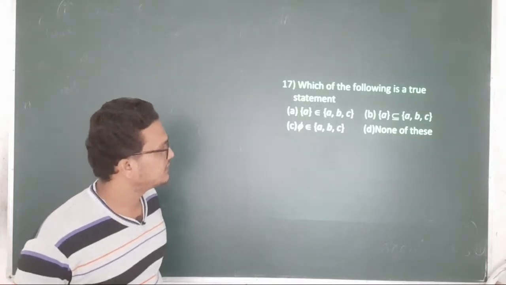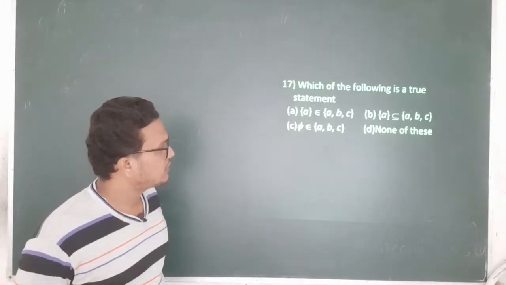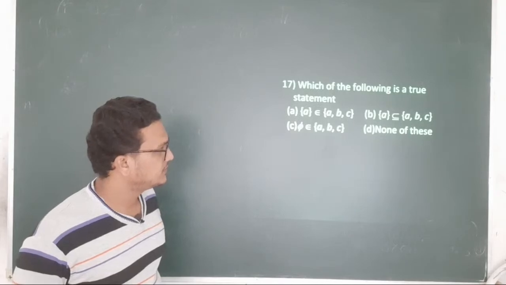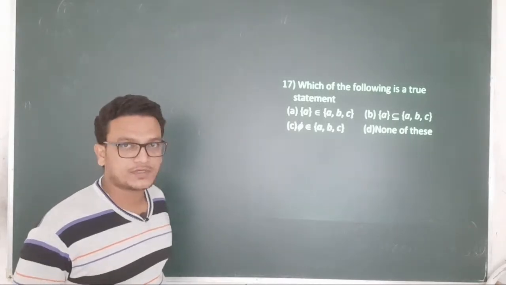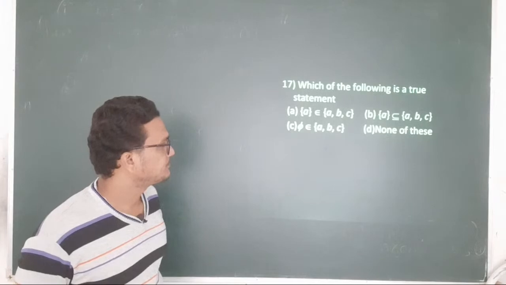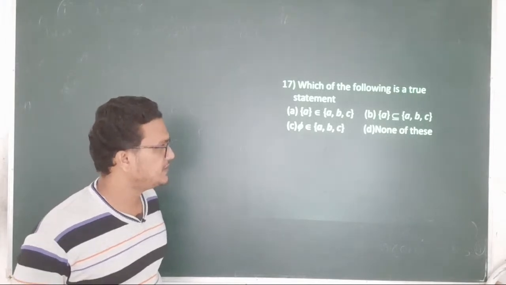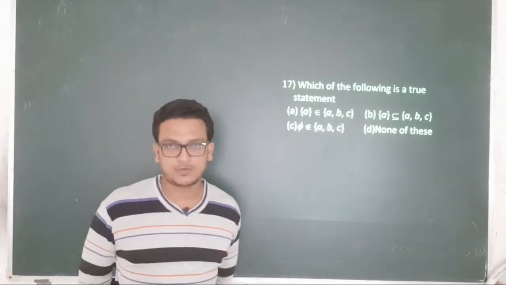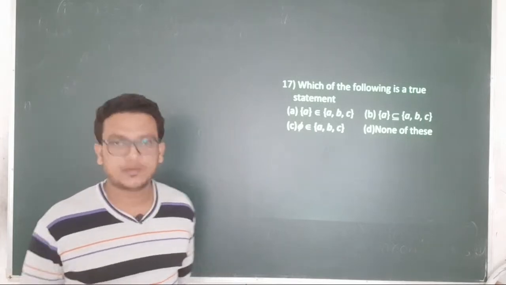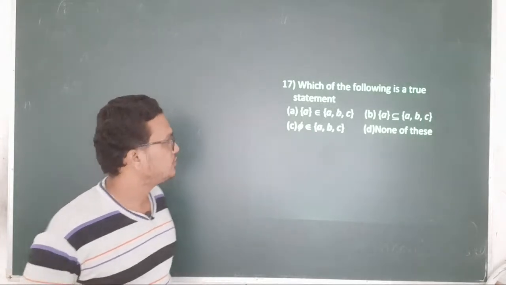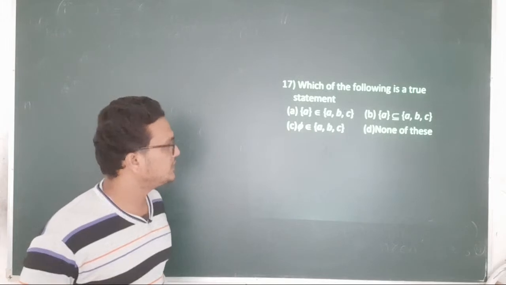First one is that A belongs to ABC. A is a subset of ABC. Phi belongs to ABC, and none of the above. Then see which option is going to be correct.